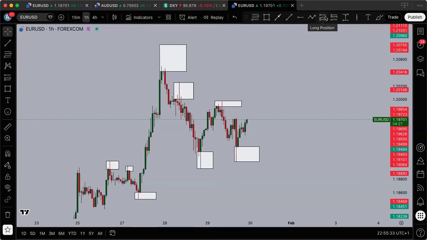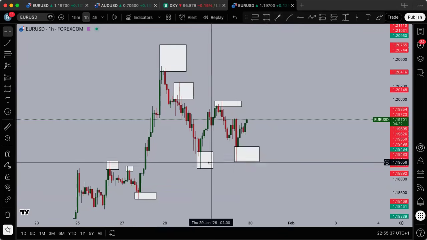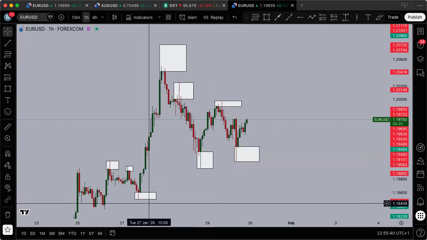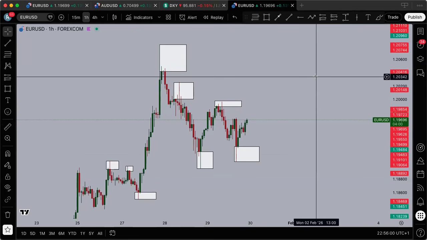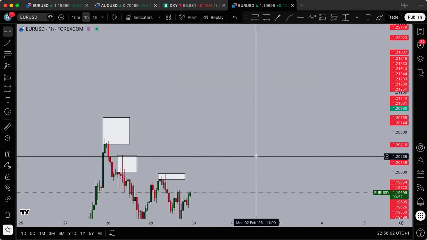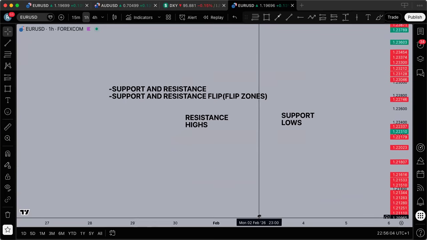Now, when it comes to support, it simply means a low. All these lows down here, this guy, this guy, this guy, this guy, and this guy, are more or less a support zone. Support simply means any lows you see on the chart. You can also call it a floor, but I would say that name is just an odd name. Good. So these are what support and resistance are. I don't want to make this hard for you guys.